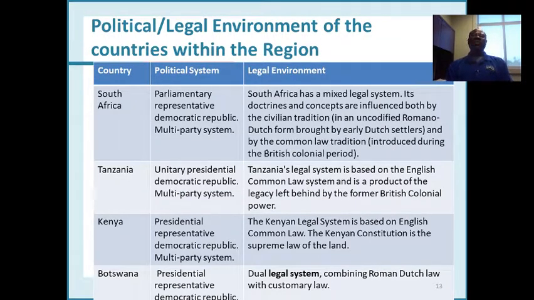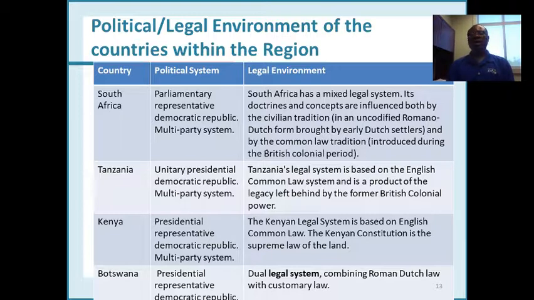Looking at the political environment of the countries, all of them are okay. South Africa has a parliamentary representative democracy. Tanzania has a unitary presidential democratic republic, meaning the president acts as both the prime minister and the president. Kenya has a presidential representative democratic republic, and Botswana has a presidential representative democratic republic. All four have a multi-party system of government.